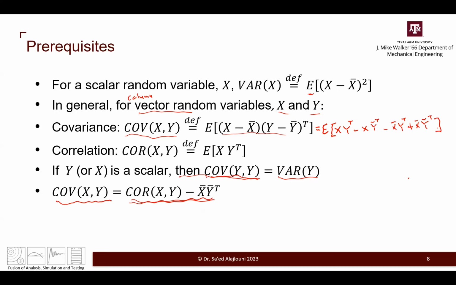But wait a minute, the expectation operator is a linear operator. So we could just take the expectation of these individual components and then sum them together. Like take the expectation of this minus the expectation of this minus the expectation of this plus the expectation of this.